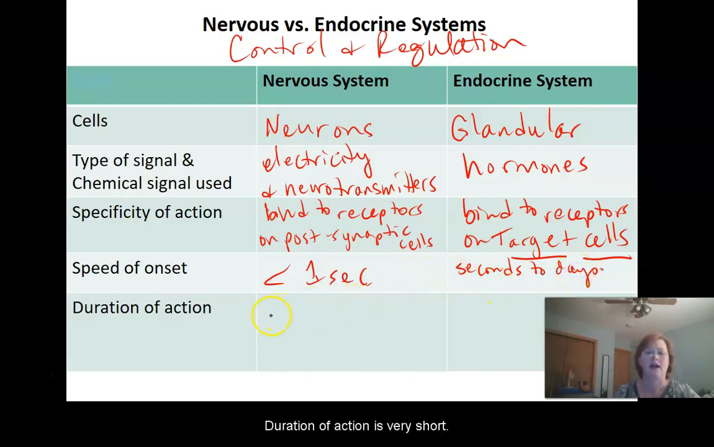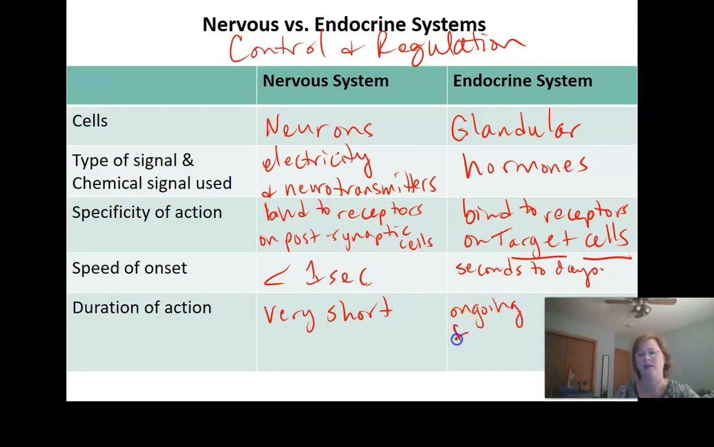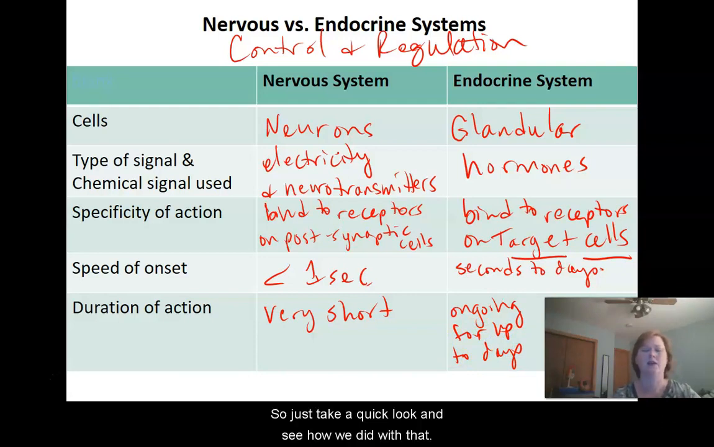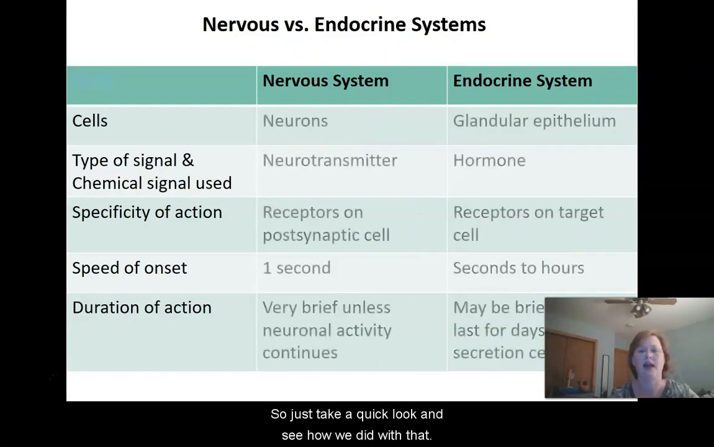The duration of action is very short. So once you get a response, it's done. And then this can be ongoing for up to days for the endocrine system. So let's just take a quick look and see how we did with that.